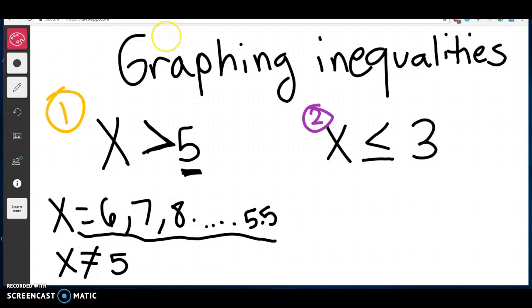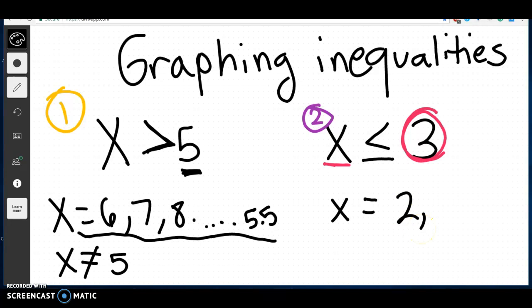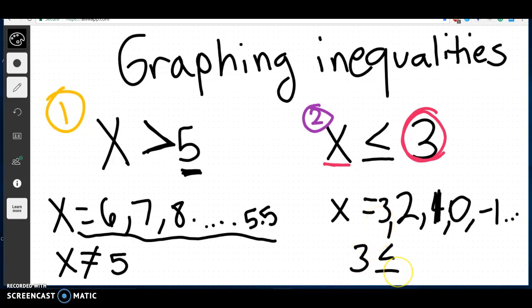Let's check the other one. This one is saying that 3 is bigger than x, so the numbers that would work would be 2, 1, 0, -1, and so on. In this case, I would get 3, because 3 would be equal to 3, so we do get the 3.